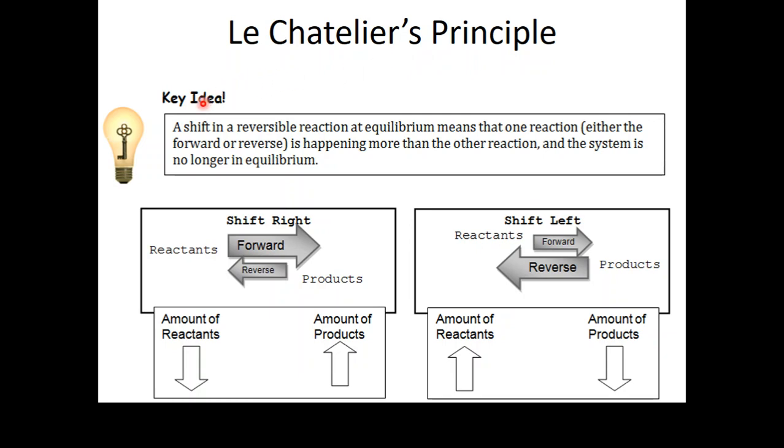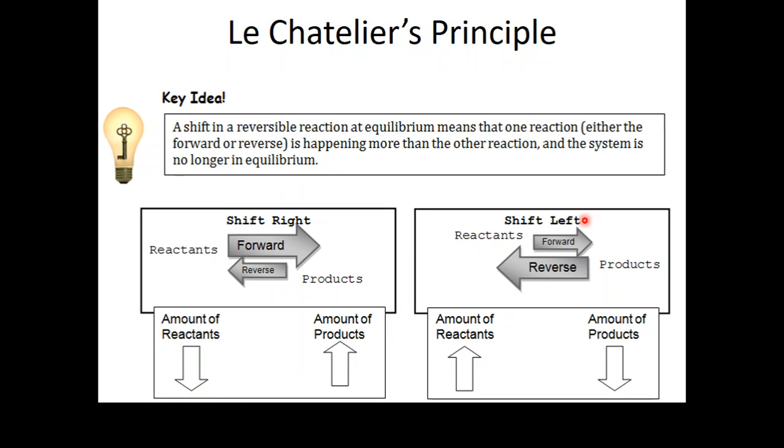The key idea here is that a shift in a reversible reaction at equilibrium means that one reaction, either the forward or reverse, is happening more than the other, and the system is no longer at equilibrium, so you're causing a shift. If you're shifting right, you're favoring the forward reaction, so the amount of reactants will decrease and the amount of products will increase.